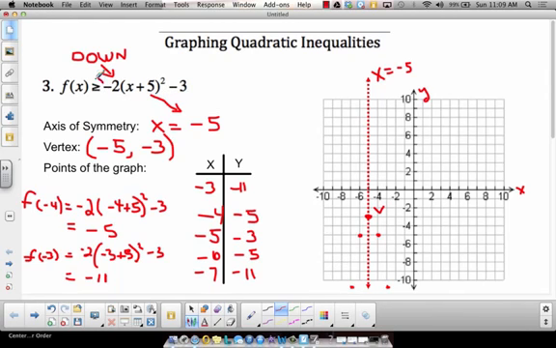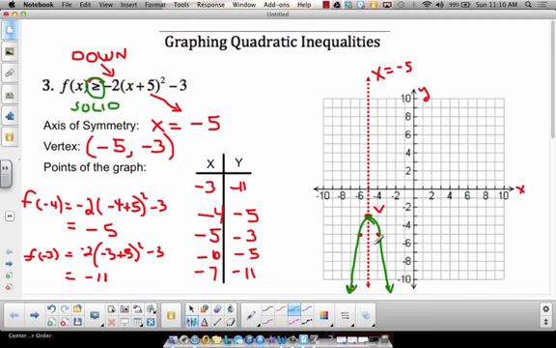Now I got to look up here. Let's choose a different color for this part just so that you can really see a little better. We'll use green. So greater than or equal to, this means I'm going to have to draw my line with a solid graph coming off of here. Okay, so there's my parabola.